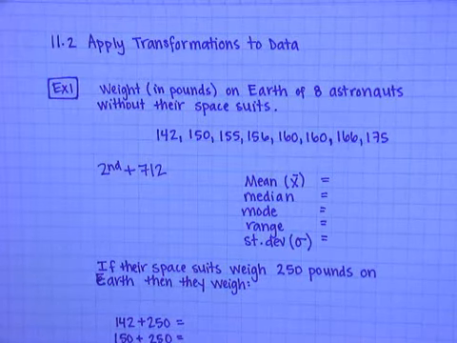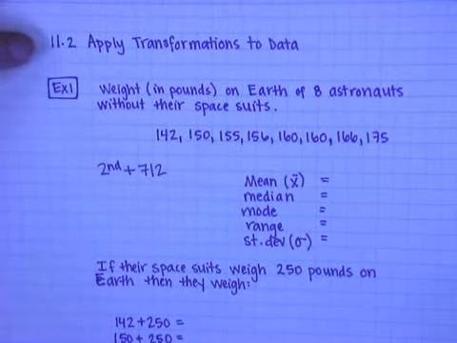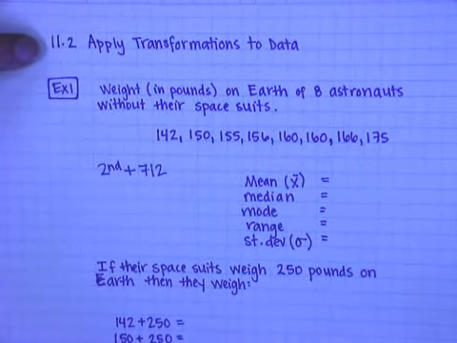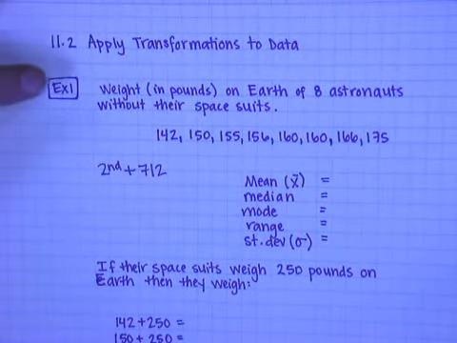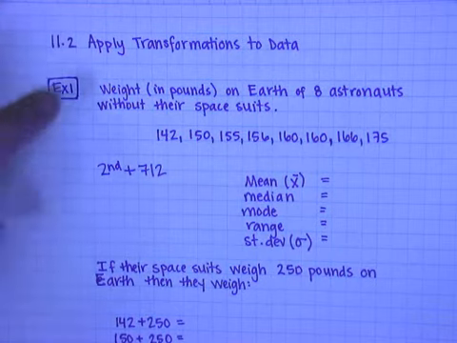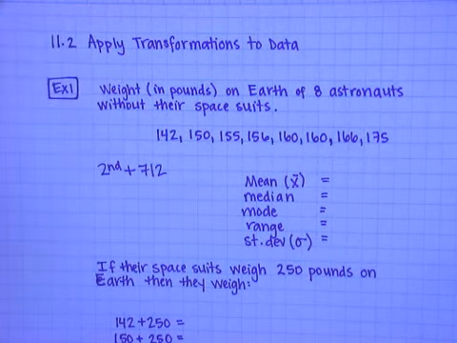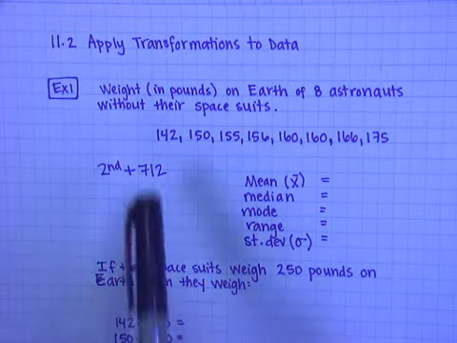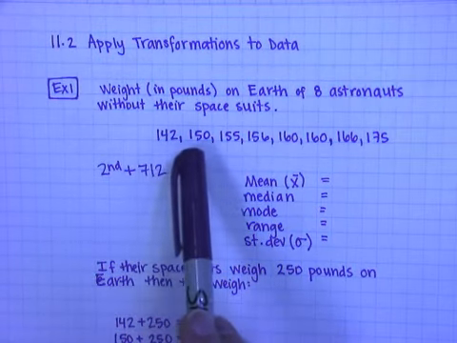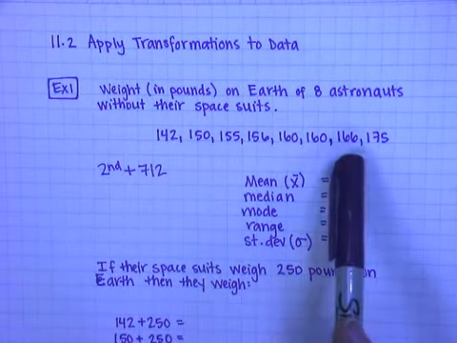So these are your 11.2 notes. Make sure you title them Apply Transformations to Data. For this first example, we're going to be looking at astronauts, and we're considering their weight in pounds on Earth without their spacesuits. So the data points we're looking at are 142, 150, you guys can read the rest.